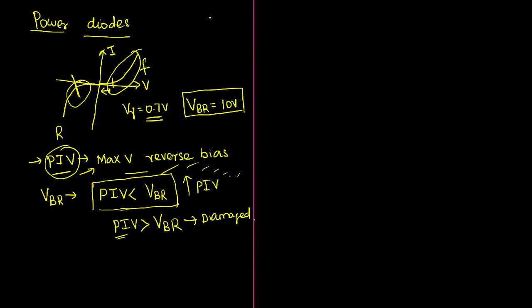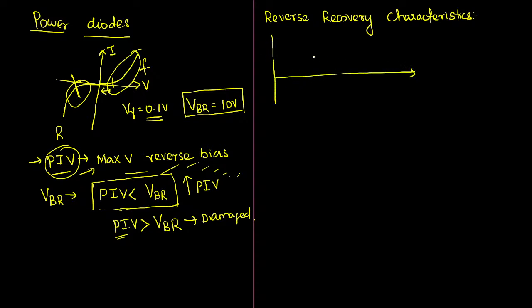And one more thing you have to remember is the reverse recovery characteristics of the diode. Next one is reverse recovery characteristics of diode. What is the reverse recovery characteristics, sir? You might remember, basically in reverse recovery characteristics, we will be drawing the diode waveform. Let me draw it quickly. So that is the response of the diode in both forward and reverse bias.